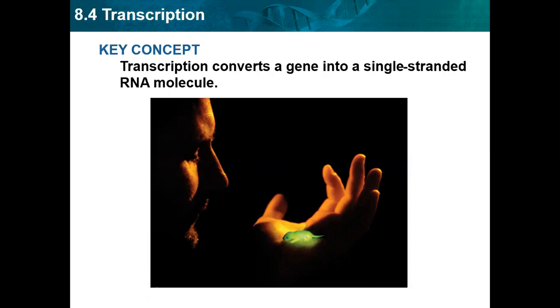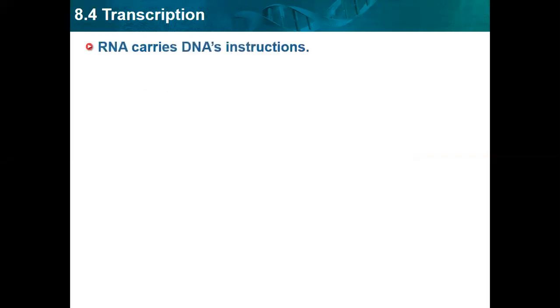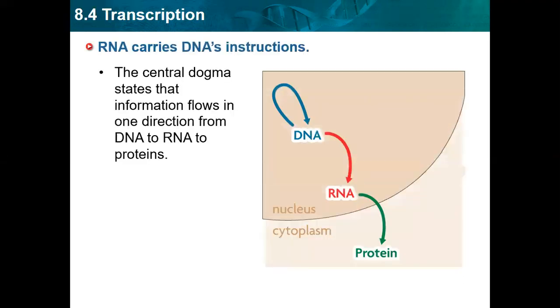The DNA wants to produce a protein and is not capable of doing that until it becomes an RNA. So it changes from a DNA to RNA, and that process is called transcription. So RNA carries DNA instruction. So this is called the central dogma.